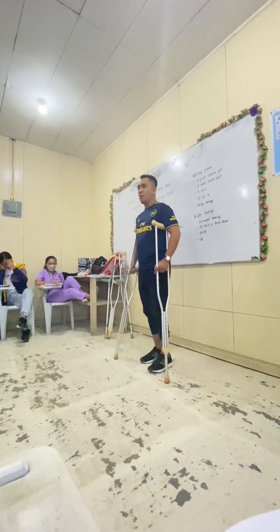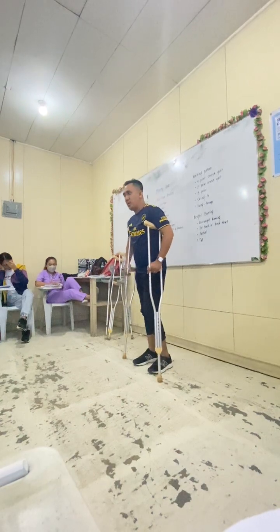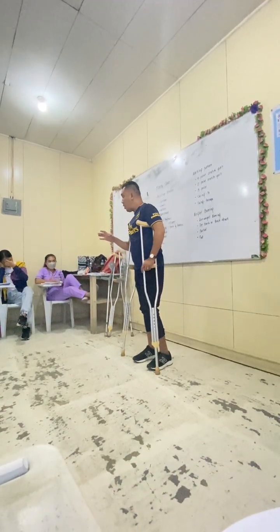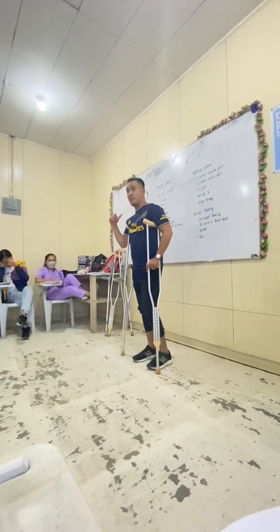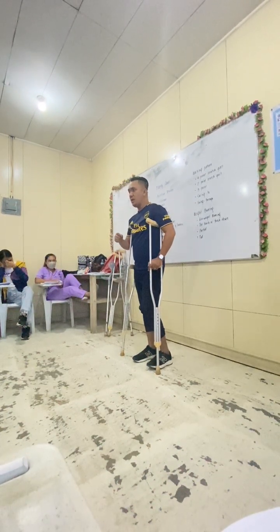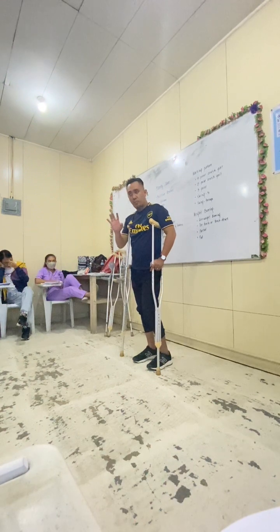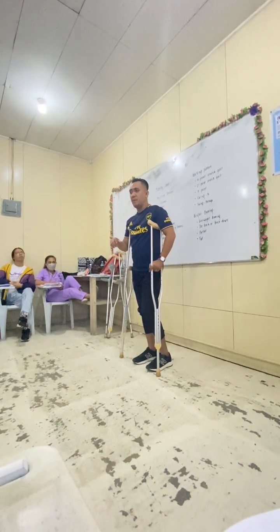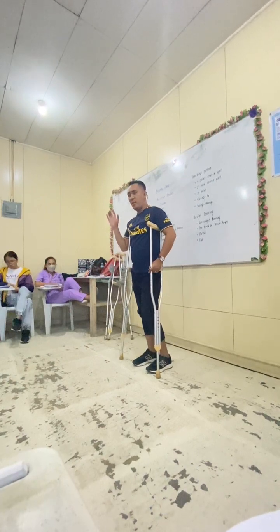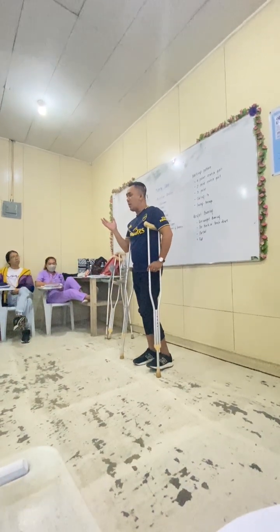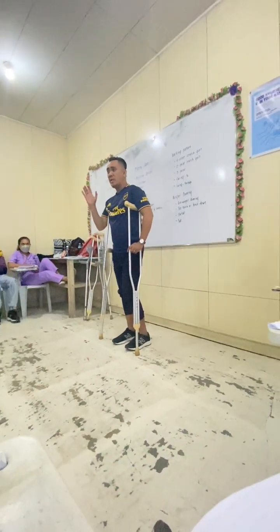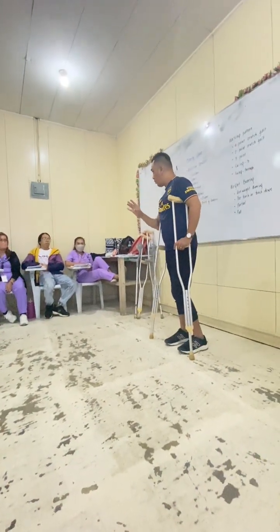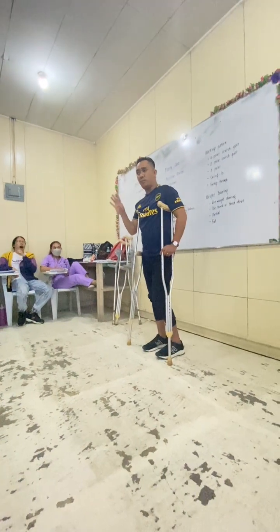Okay. So, during the assessment, pa-perform mo how to walk using the axillary crutch and using the walking pattern. If the assessor will tell you 4-point, or even in reality, if you're already working in a hospital, just remember the number 4, meaning 4 ka moves. 4-point crutch gait.